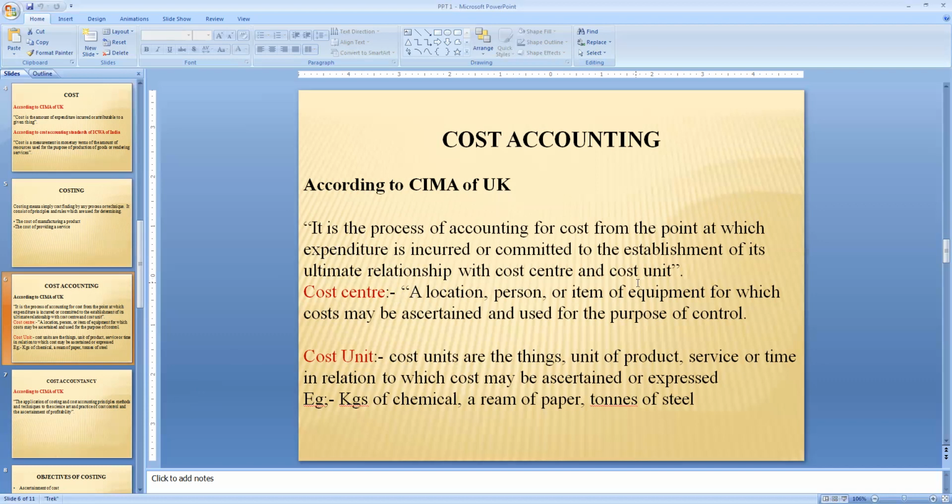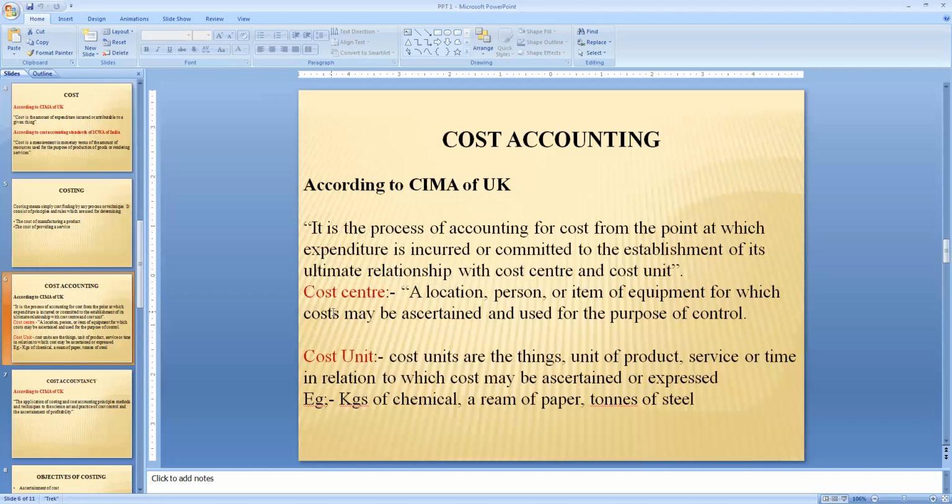What are these cost center and cost unit? In a simple manner, remember that cost accounting means the methods of accounting for cost, with the help of cost center and cost unit. What is a cost center? Cost centers are nothing but a location, or a person, or an item of equipment, where we are going to ascertain the cost for the purpose of control.